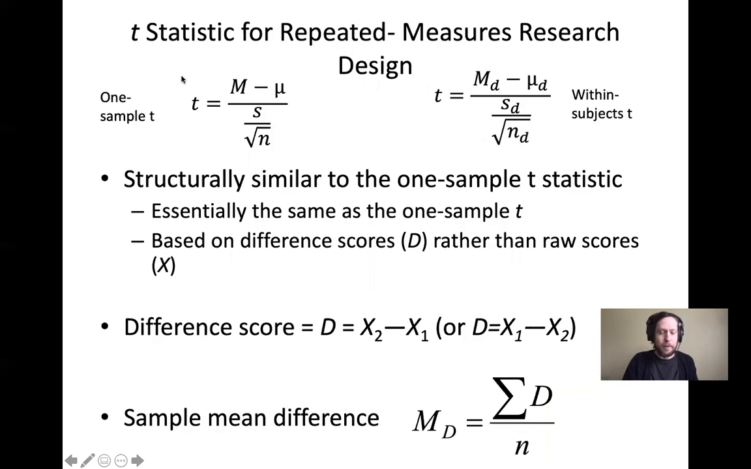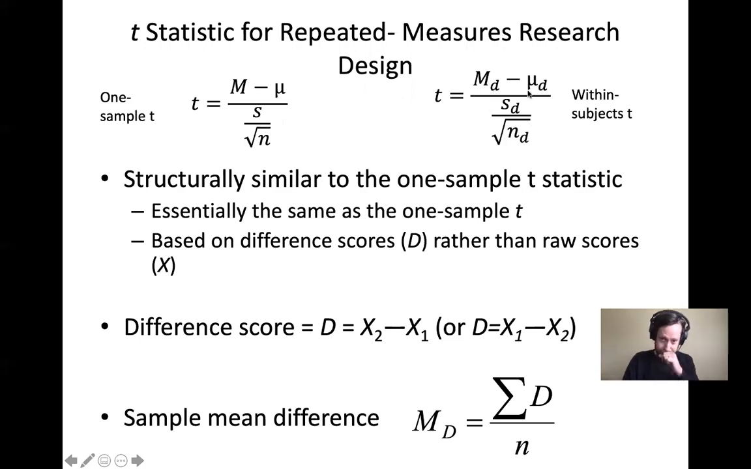And I'll point out that this is the one sample t-test that we were just talking about. The repeated measures t-test is structurally identical to the one sample t-test. The one sample t-test looks like this. The repeated measures t looks like this. Structurally, they're the same. The only difference, and you can see it visually, is there are D's next to each one of these letters right here.